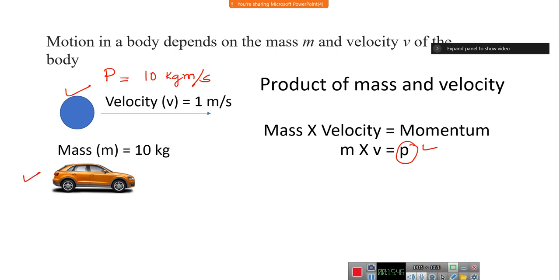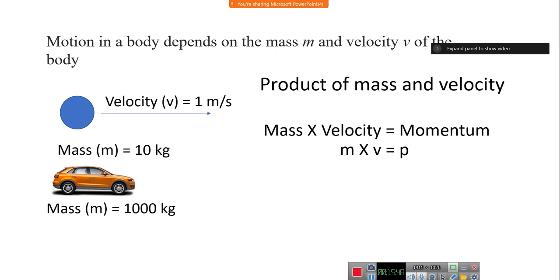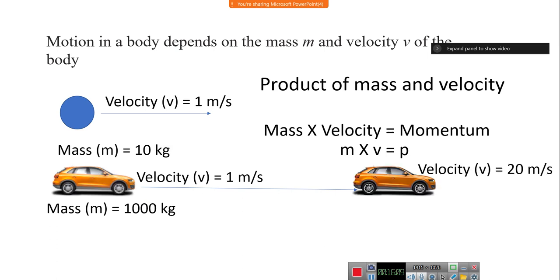Let us take a car which is already moving, right? The car has a mass of 1000 kg. Generally a car will be around 1000 kg. Let's say it is already moving, it is not at rest. Its velocity initially is 1 meter per second, and after it goes some further distance, its velocity is 20 meter per second. Mass remains 1000 kg only.